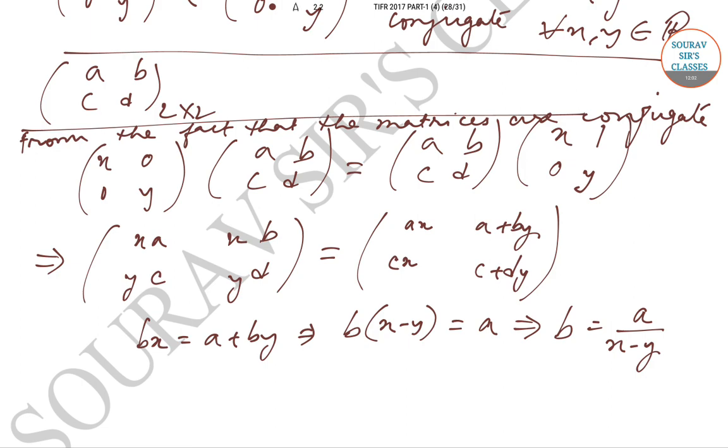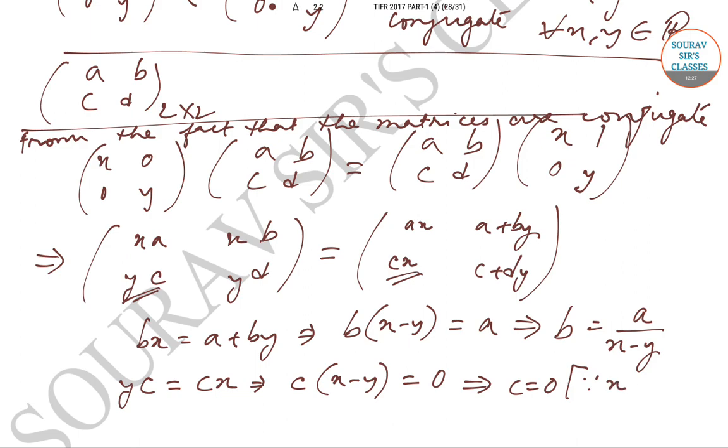Also, there is one more condition. If we equate these two terms, then it gives that yc is equal to cx. So if we bring all the terms to one side, then it will be c into x minus y is equal to 0. Now x minus y is not equal to 0, so definitely this implies that c is equal to 0, since x is not equal to y.